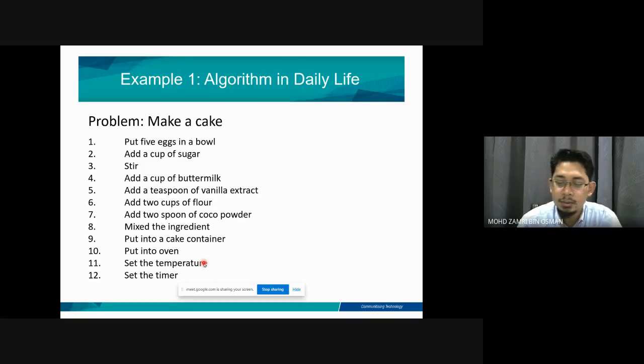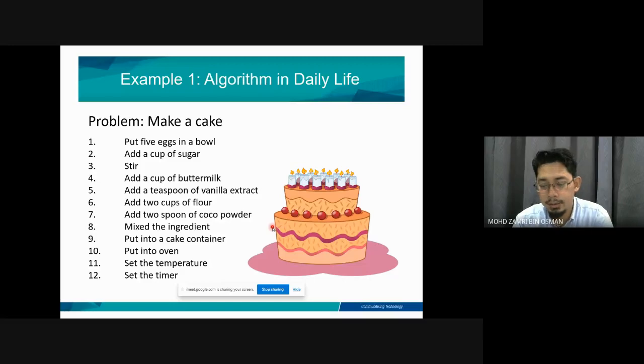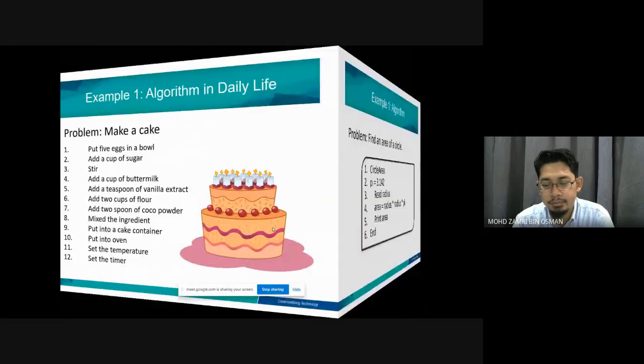All right, okay, so set the temperature, what temperature, 150 degrees Celsius and so on, and set the timer, how much, 15 minutes, whatever. So this one we call step by step. The instructions are ordered, 1 until 12. And then you have a cake here, right?